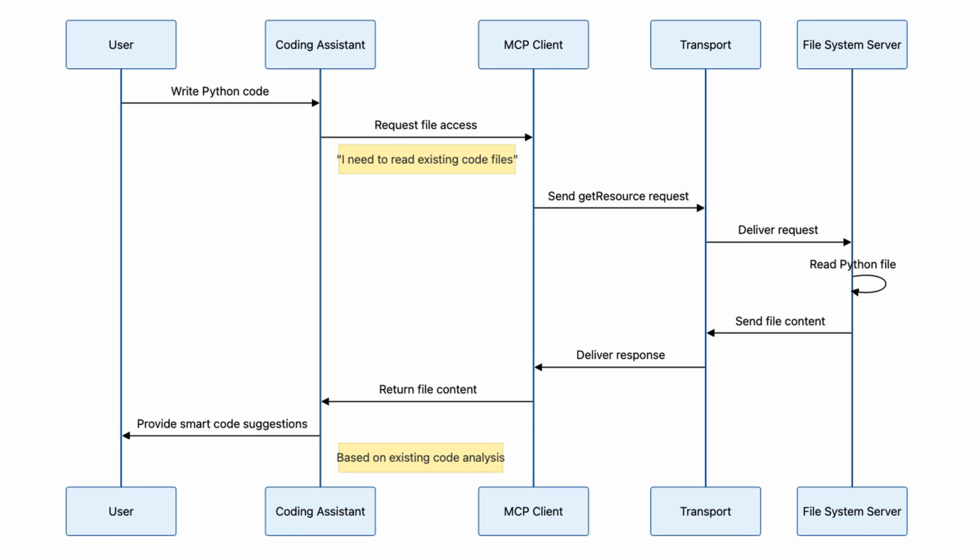Exactly. Let's use that coding assistant example. So imagine you're writing some Python and your AI assistant needs to read your existing code to give you smart suggestions. First, your assistant needs to request the file content from your computer, then it needs to receive that content and finally process it to give you recommendations. Without the message system, your AI would be completely blind to your files.